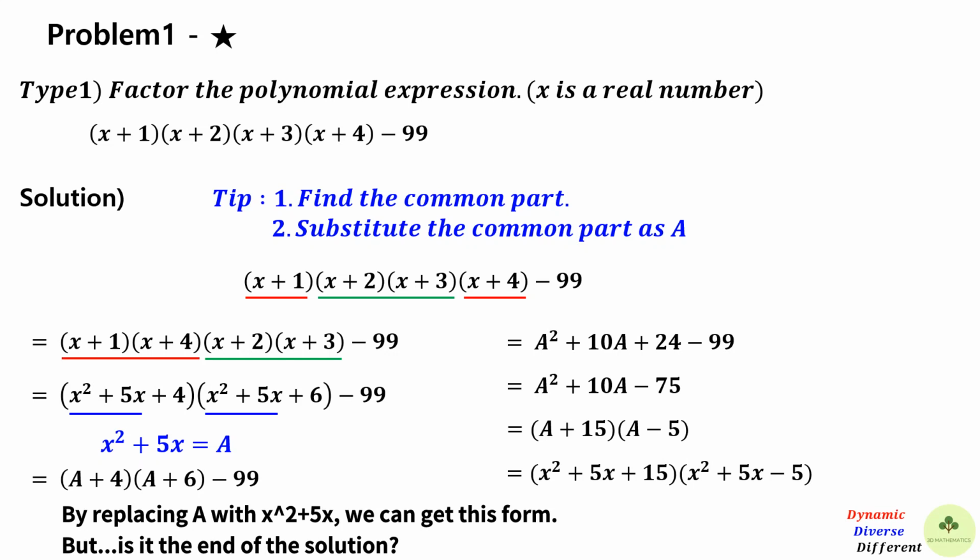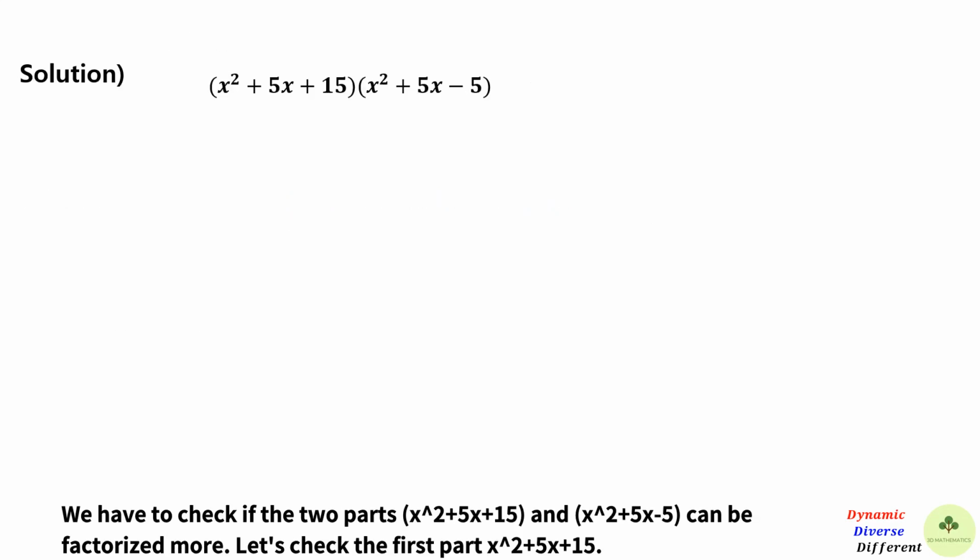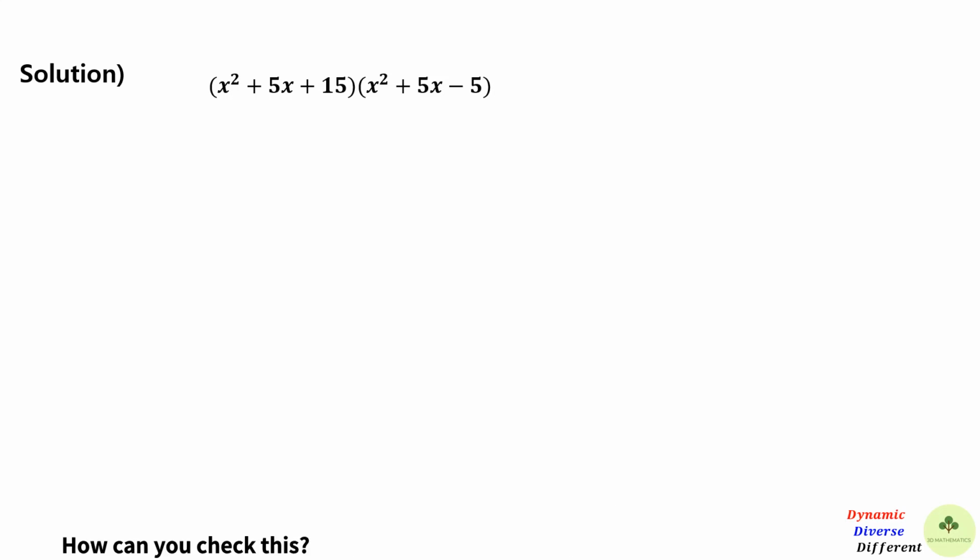But is it the end of the solution? We have to check if the two parts, x squared plus 5x plus 15 and x squared plus 5x minus 5, can be factorized more. Let's check the first part, x squared plus 5x plus 15. How can we check this?